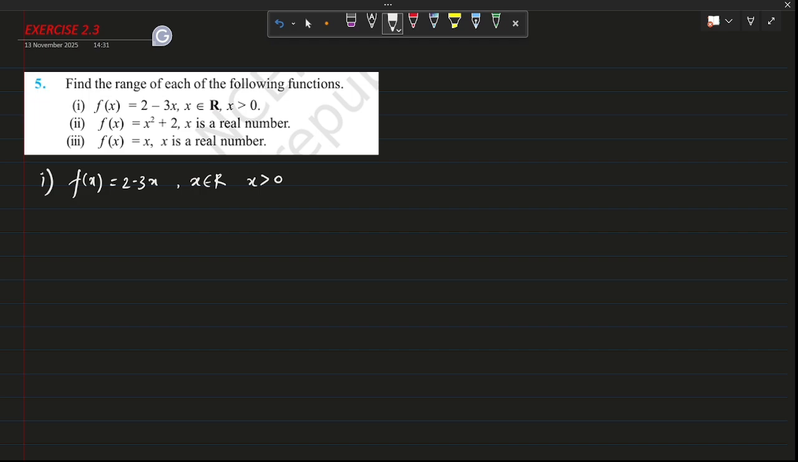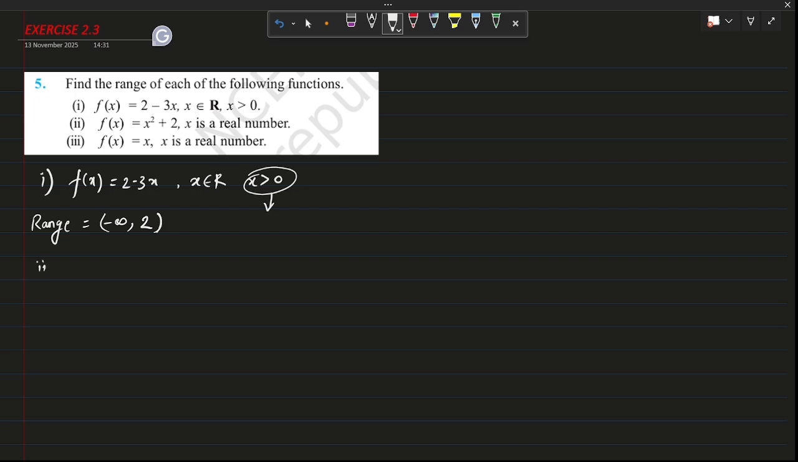So 2 is the largest number on this side, and the other side will be minus infinity. So the range is equal to minus infinity to 2. The value 2 is not attained because that would require x is equal to 0. So x is equal to 0 is not given here, hence it is the open interval.